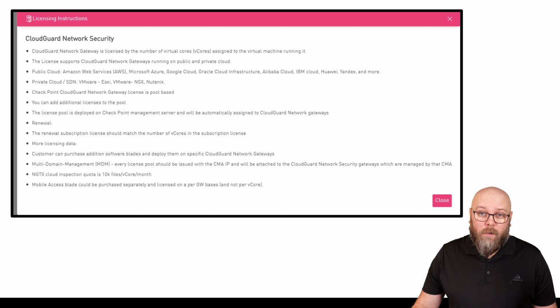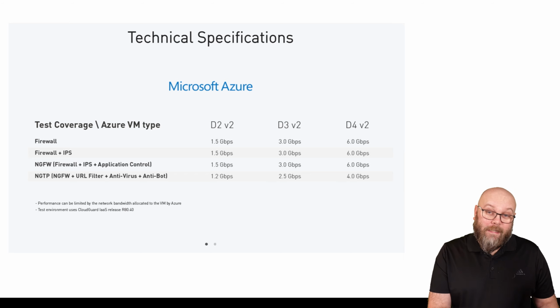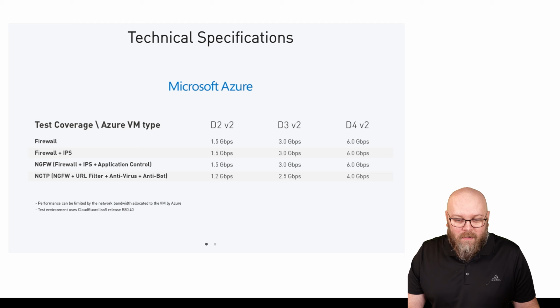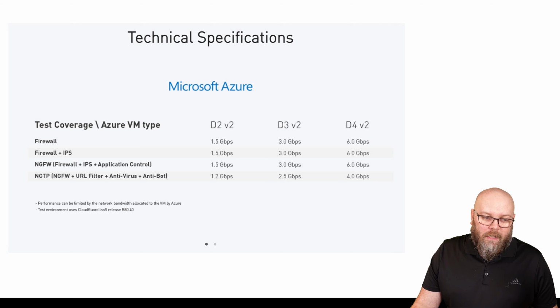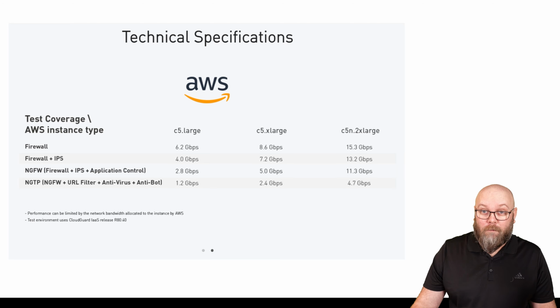And to know how many cores you need, you of course need to check the technical specification. So if you want to be able to run 1.5 gigs within Azure, you need a D2. And this is for a single gateway. If you want to have redundancy, you need to have 2 of these machines and then put them in HA. So this is something that you need to check, and then you need to check, okay, the D2 version 2, how many CPU cores does that actually use? And it's the same for AWS or all the other different public clouds.